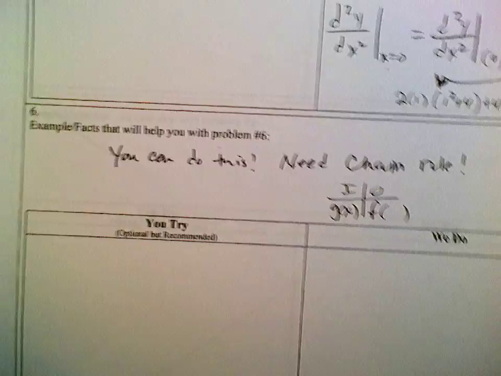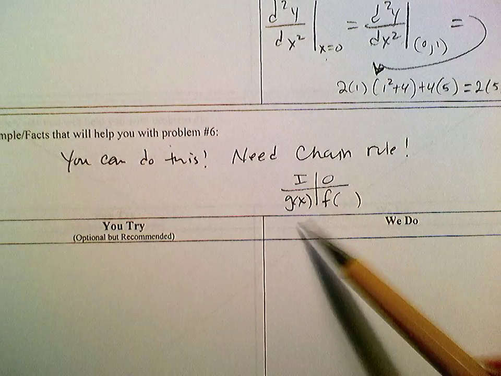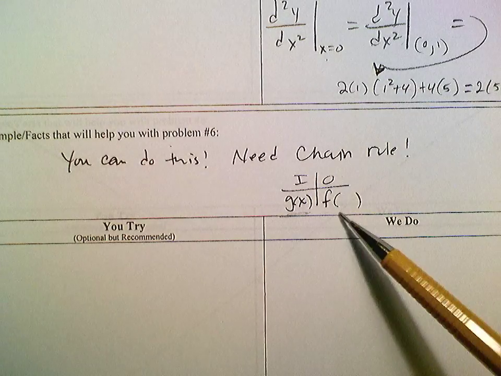Okay, number 6, you can absolutely do this. You need chain rule. The inside is going to be g of x and the outside will be f of blank.